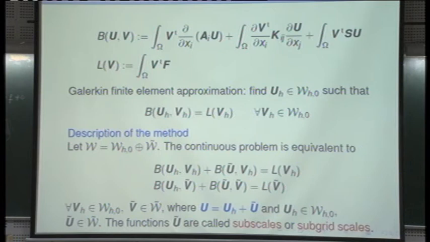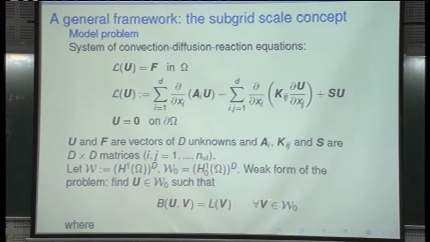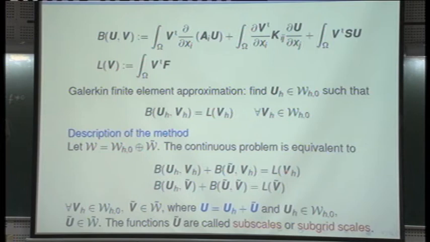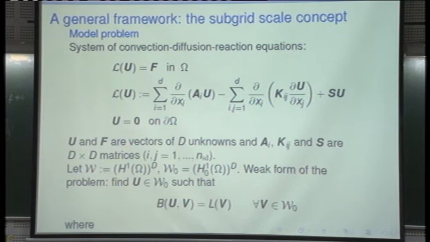Now I can do that splitting for the unknown and for the test function. If that original equation has to hold for all test functions, it has to hold first for test functions belonging to the finite element space, and then for functions belonging to the complement. If it holds for all functions in the finite element space and for all functions in the complement, it will hold for all functions in the total space. Is that clear? It's like, if I have a vector with two components, I first impose one component, the other zero, and then the other, and the first zero. Is that clear?